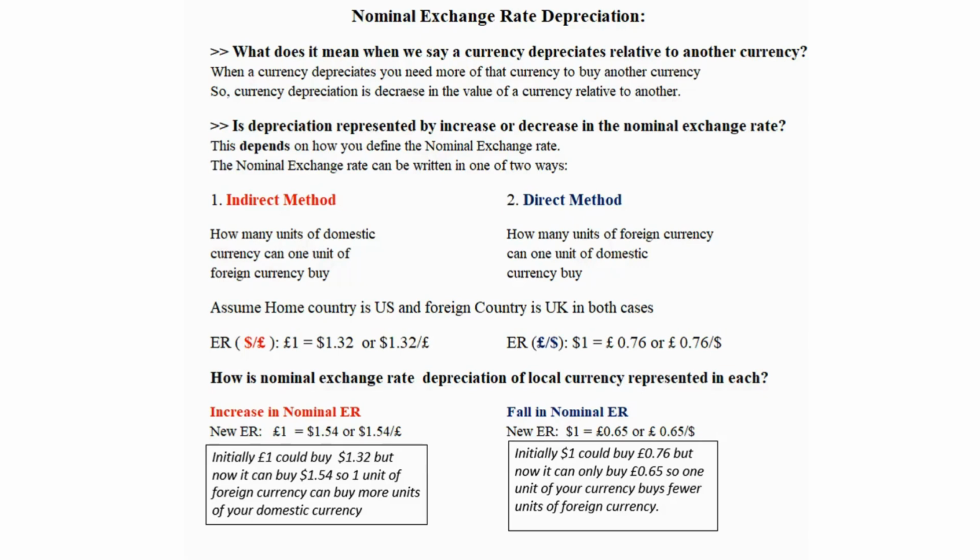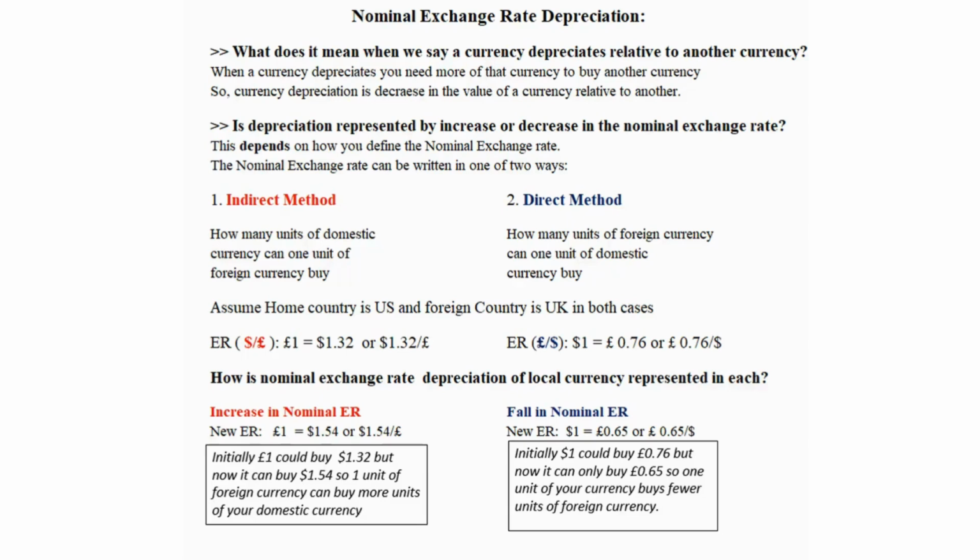However, in the direct method, a depreciation is represented by a decrease in the nominal exchange rate. Why? Because initially we were saying the nominal exchange rate was 0.76 pounds per dollar, but now it's 0.65 pounds per dollar, which means that initially $1 could buy 0.76 pounds, but now it can buy only 0.65 pounds, which means the dollar has fallen in value relative to pound because now you can buy fewer units of foreign currency with 1 unit of your own domestic currency, so it has become weaker relative to the pound.